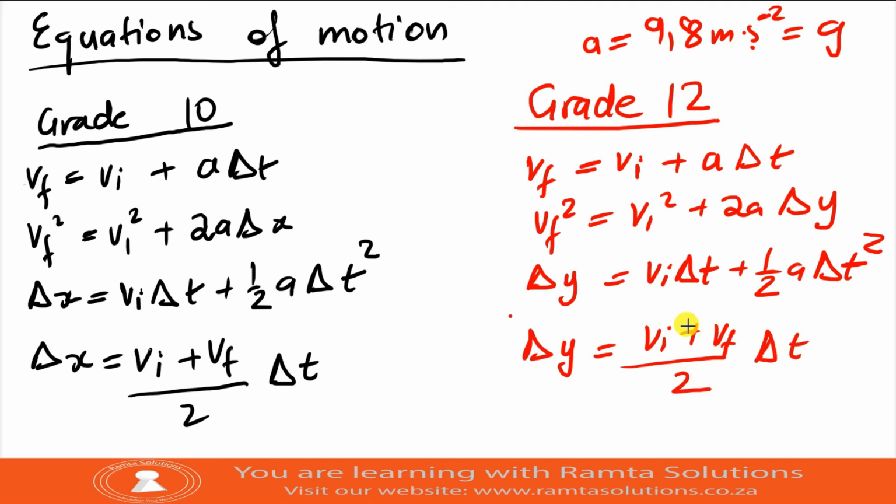So as you can see, the equations are the same, just that in grade 12, you are now moving along the vertical axis, hence you are using delta Y instead of delta X. And a reminder, your acceleration is now equal to gravity. Remember, gravity is always moving down. And these are vector calculations.